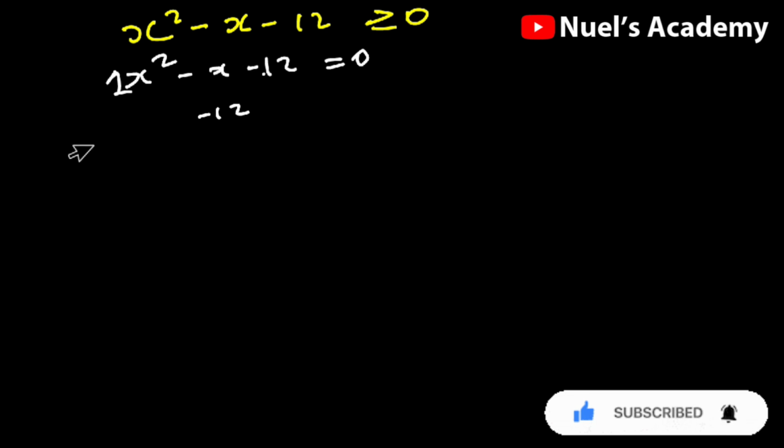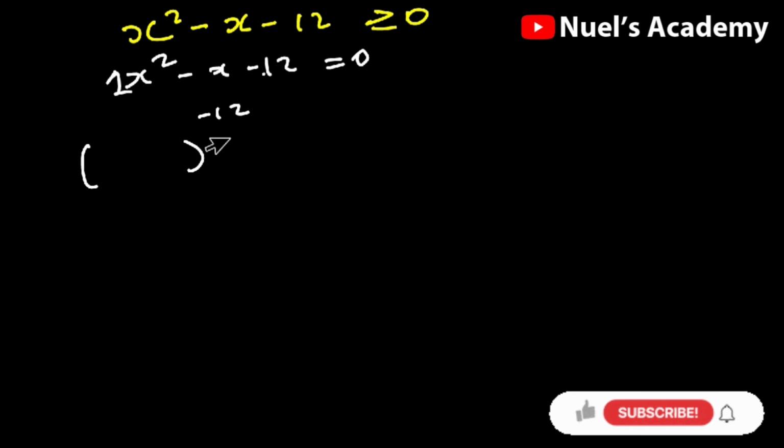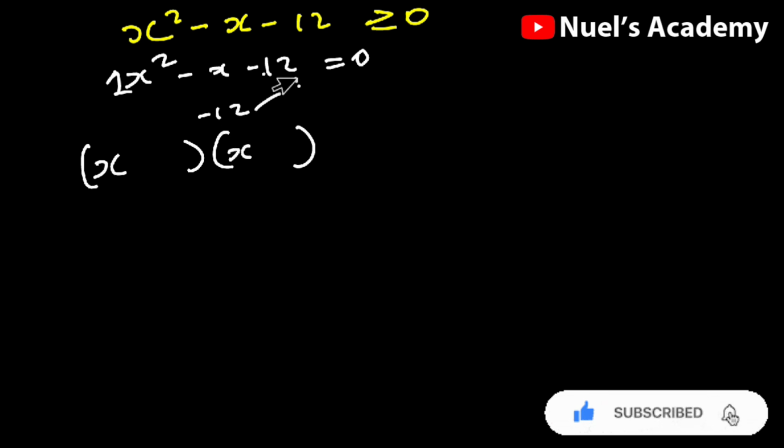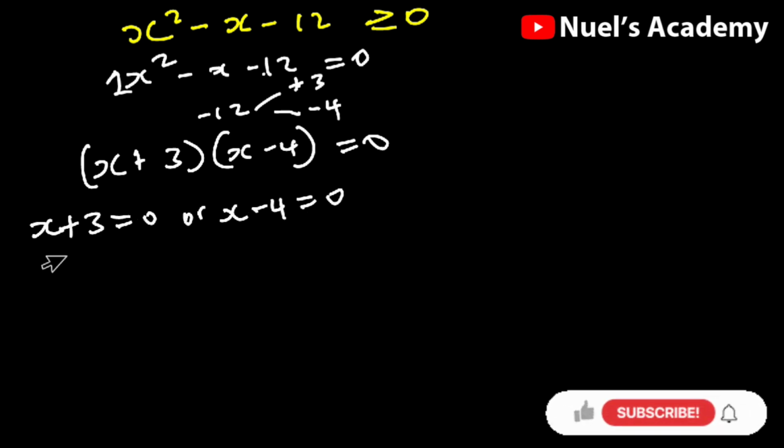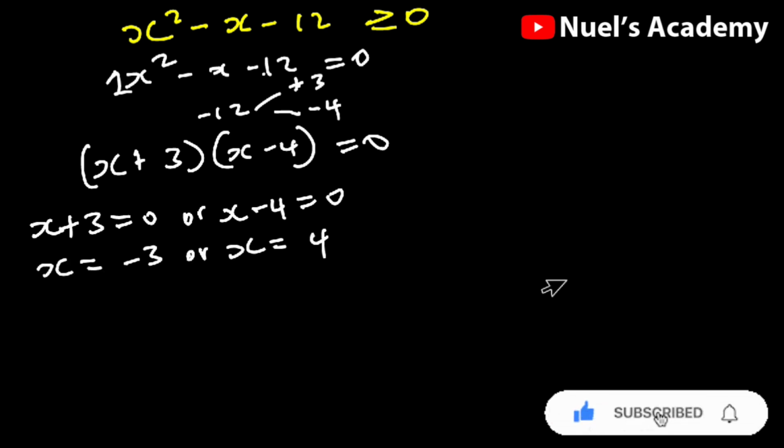Now I'm not going to be solving it step by step as I did in the first one. I'm going to just solve it in a short way. So we open two parentheses and then x here, x here. These two numbers are positive 3 and then negative 4, because 3 times negative 4 is negative 12. Then 3 minus 4 is negative 1. So I'll just write them this way. We have positive 3 and then negative 4. Then equate this to 0. So you have that x plus 3 is equal to 0, or x minus 4 is equal to 0. So x is equal to negative 3, or x is equal to 4. So these two values are our critical values.